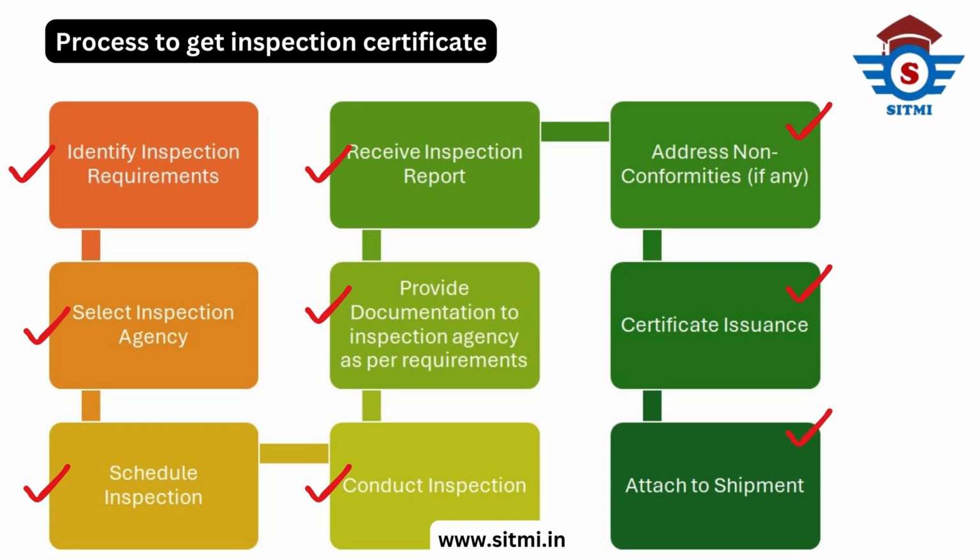Ninth is attach to the shipment. Attach the inspection certificate to the shipment documentation as it may be required by customs officials or the buyer to demonstrate compliance with quality or safety standards. The 10th is the shipping process. Proceed with the shipping process, ensuring that all necessary documentation, including the inspection certificate, accompanies the shipment to facilitate customs clearance and meet buyer requirements. By following these step-by-step processes, you can effectively prepare both the certificate of origin and the inspection certificate to meet regulatory requirements and buyer expectations in the export process.